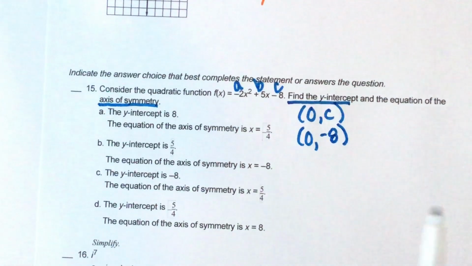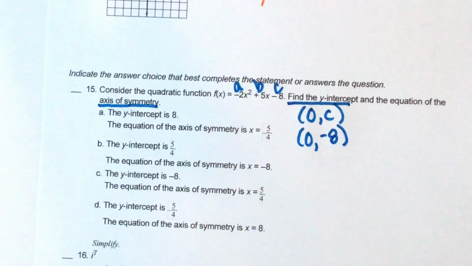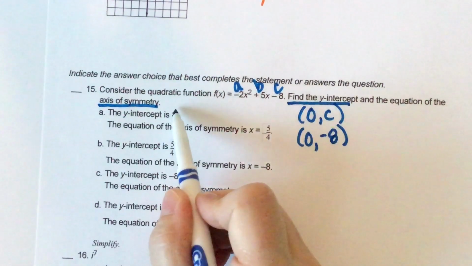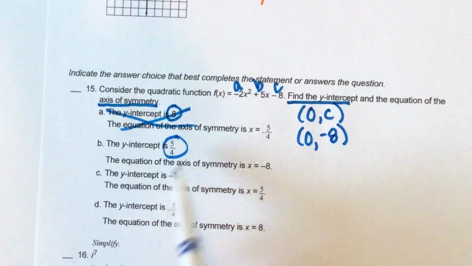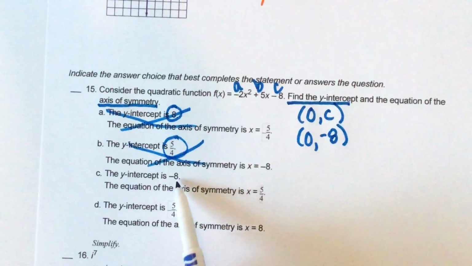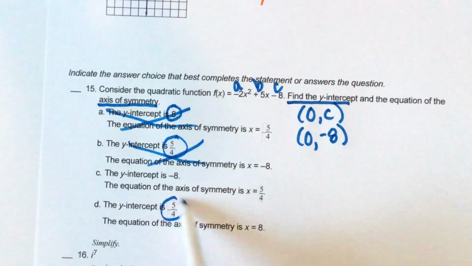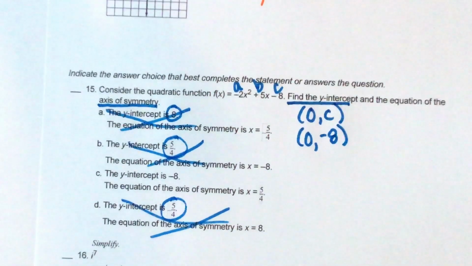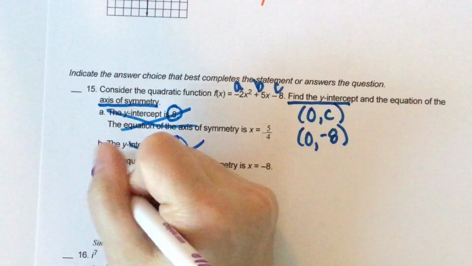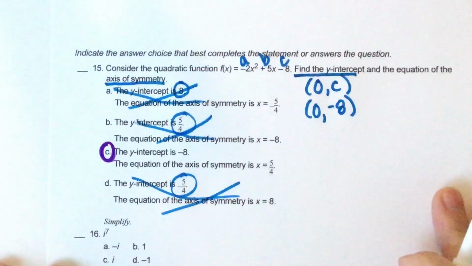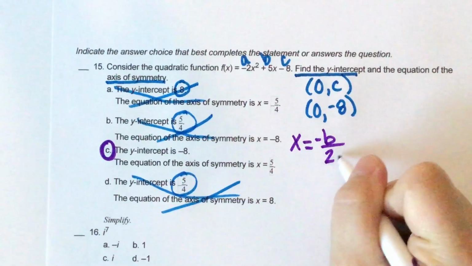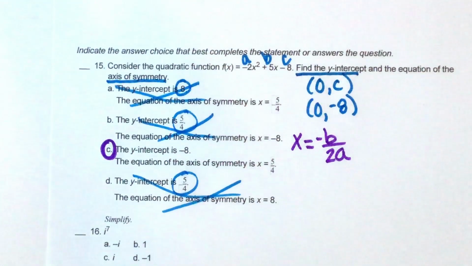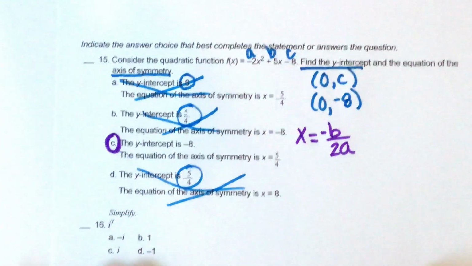So who has a y-intercept of 0, negative 8? This one says the y-intercept's a positive 8, so that one's out. This one says the y-intercept's 5/4, so that's out. Okay, that one has a negative 8. That one doesn't have a negative 8, so that's out. So it is C. I don't even need to do anything else. If I was to do the axis of symmetry, then I would do x equals opposite of b over 2 times a, which I've already done a few times already. All right, now number 16.